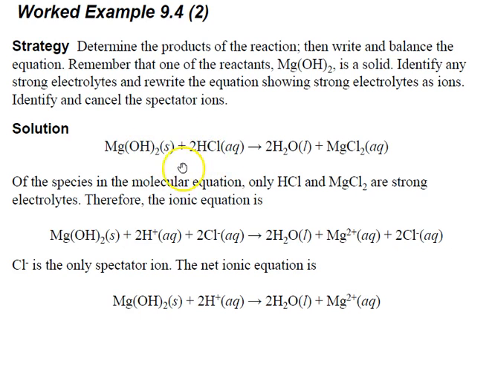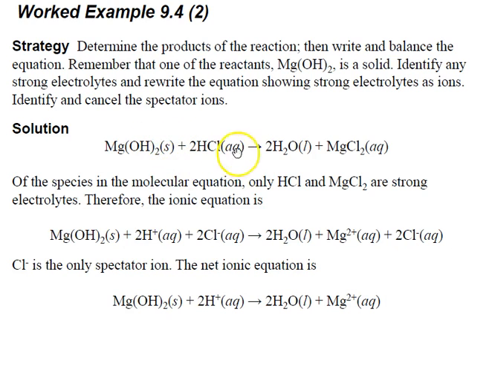When we put together the hydrogen with the hydroxide, we get water. And when we put together the magnesium and the chlorine, we get magnesium chloride. Then you could go back and balance these. You would see that you'd need a 2 in front of HCl and a 2 in front of the water.